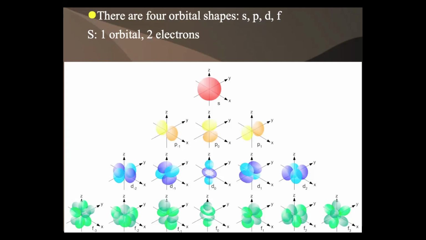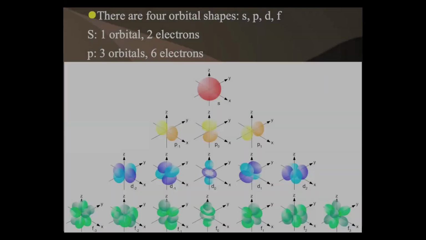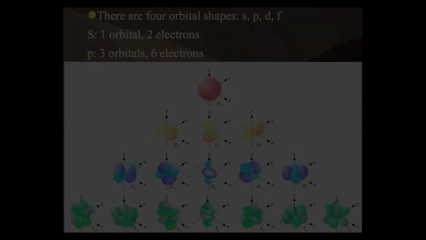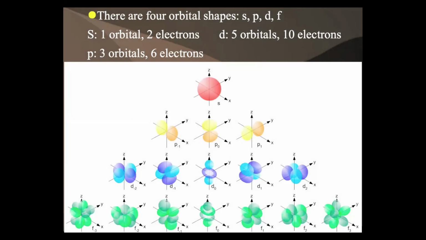So S has 1 orbital, 2 electrons. P has 3 orbitals, 6 electrons. And this part you should write down. I don't think this was in your notes. So make sure you write down how many orbitals each one has and how many electrons it holds. So S holds 2 electrons and it's 1 orbital. P has 3 orbitals and can hold 6 electrons in total. So each orbital only holds 2 electrons. And then D has 5 orbitals, which can hold 10 electrons. And then F has 7 orbitals, which can hold 14 electrons.